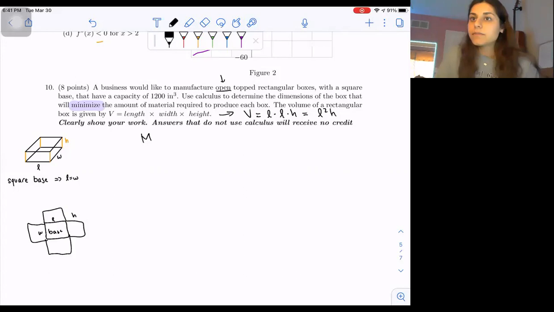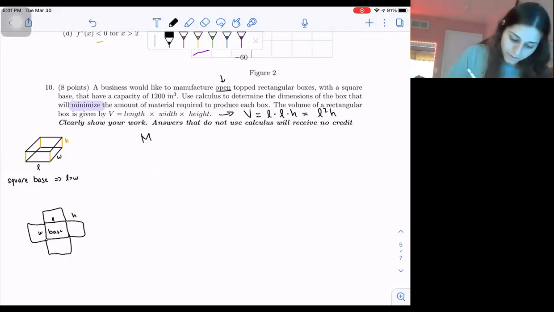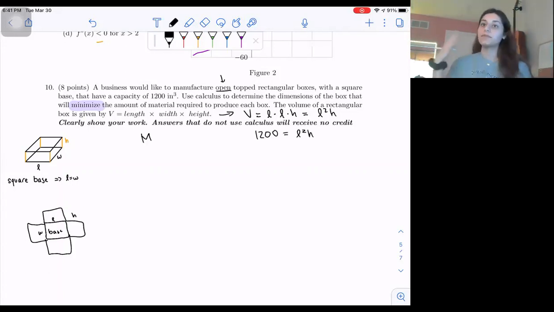All right, so we simplified our volume equation and it's telling us the capacity is 1200. Capacity, you should think as volume. You can also take a clue from the inches cubed. When you have units cubed, that's usually volume. When it's squared, it's usually area. Okay, so 1200 equals L squared H. All right, so we have one equation.